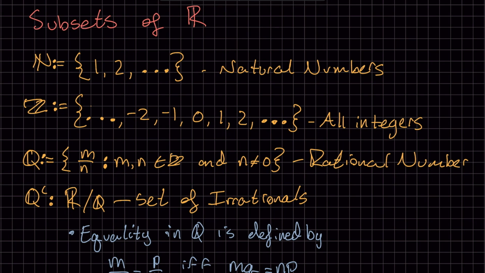Q is equal by definition to m over n, such that m and n are in Z, and n does not equal 0. So this is all the rational numbers. Every rational number can be represented by a simple fraction. So this includes every integer. Pi is an example of an irrational number. Pi is not in this set because pi cannot be represented by a simple fraction. Some people represent pi as 22 over 7, but that doesn't fully get to the infinite digits that pi has, right? So pi is not in this set.